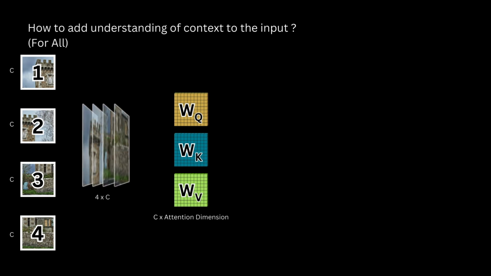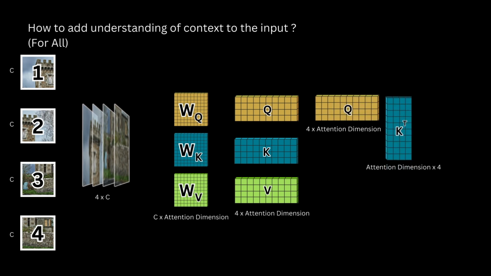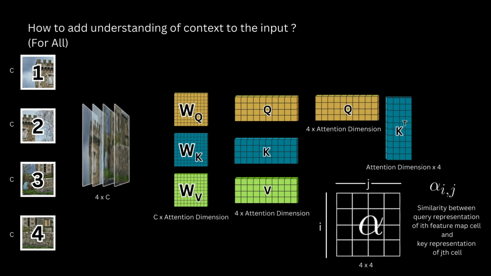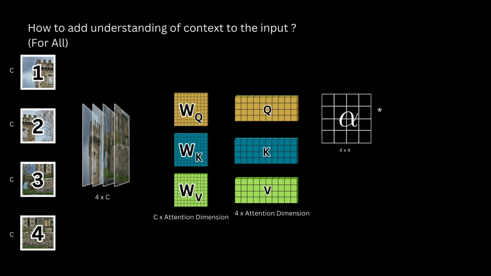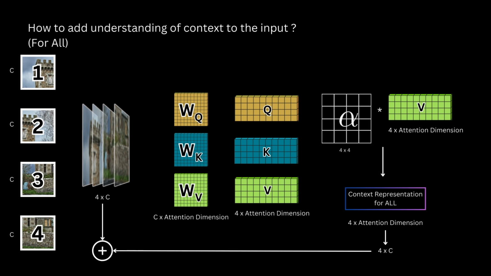4 cross C with C cross attention dimension gives us 4 cross attention dimension Q, K and V. Scaled QK transpose then gives us 4 cross 4 relevance values. And then multiplying with value representations gives us 4 cross attention dimension, which is then projected to C dimension and added. I did not get into multi-head attention and how the computation changes for multiple heads, because it's really not necessary here. But in case you want to know that, you can check my attention video on Vision Transformer, where I go into everything in detail.